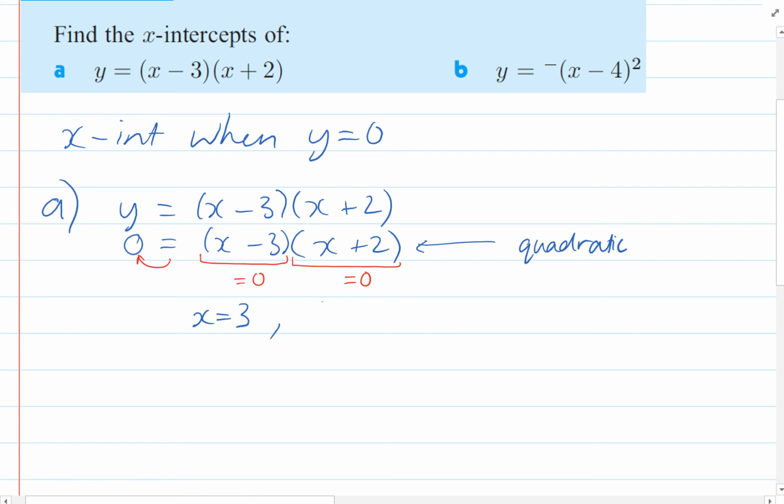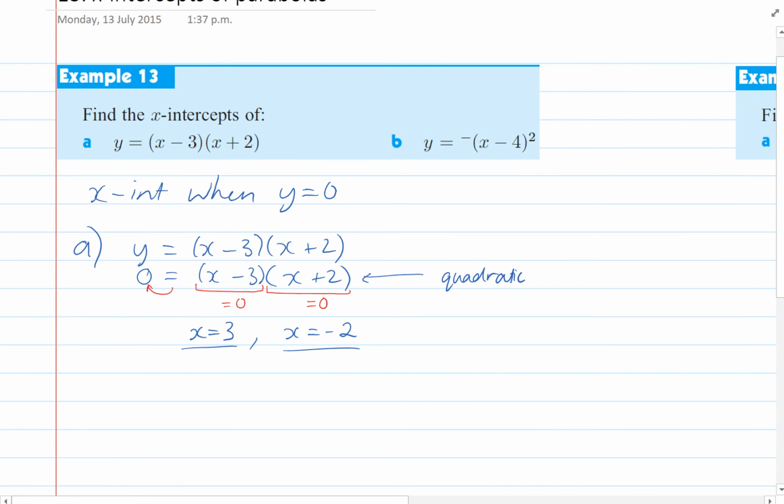So x equals 3 is one of your x-intercepts. And then over here, what would x have to be to add to 2 to make 0? And x would have to be negative 2, because negative 2 plus 2 is 0. And that's how we get our two x-intercepts. So you can see here that they're just the numbers in the brackets, but with the opposite sign. So it's pretty easy to solve once you've got the idea.